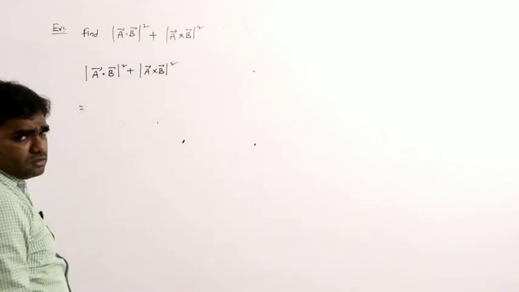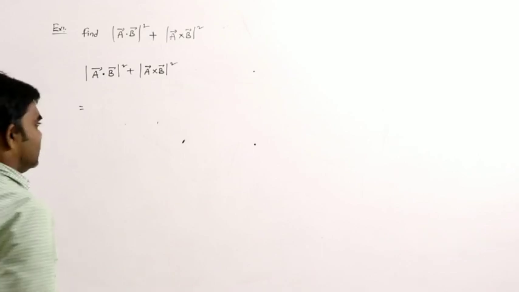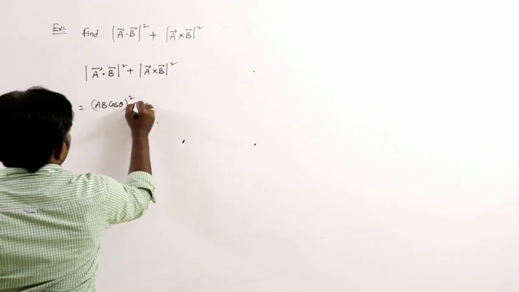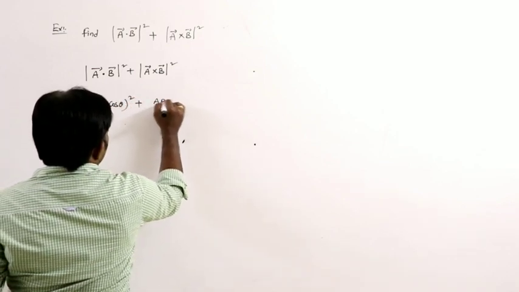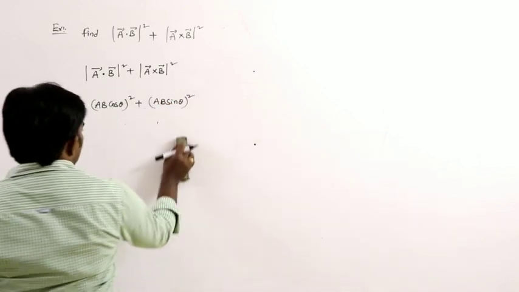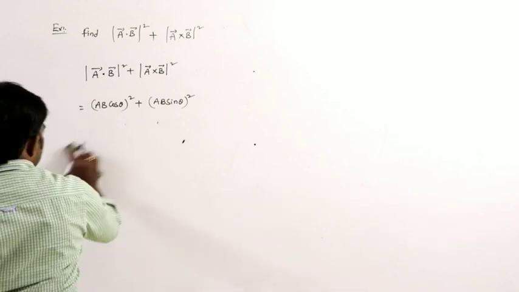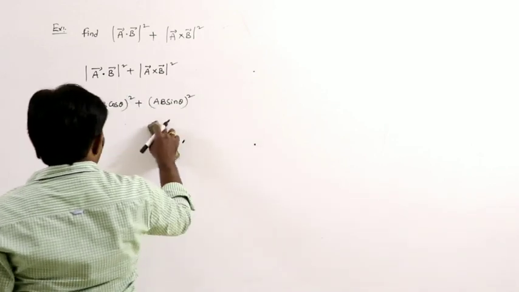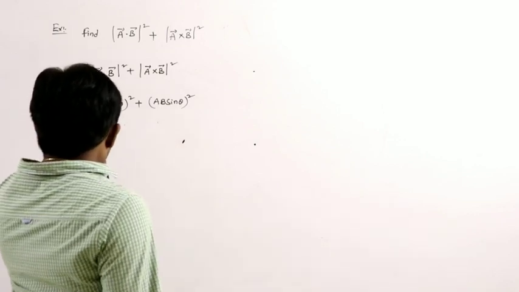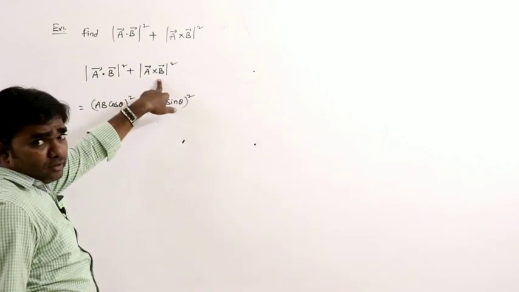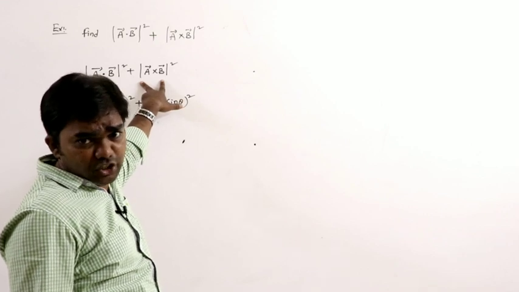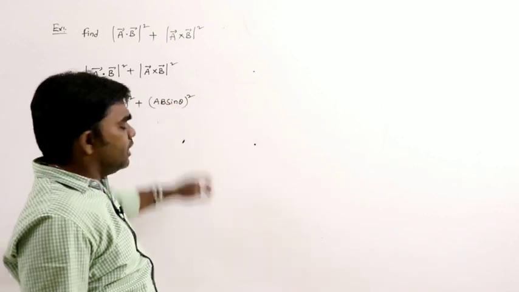A dot b can be written as AB cos theta, whole square, plus A cross B can be written as AB sin theta, whole square. A dot B is AB cos theta and A cross B is AB sin theta. Because it is modulus, there is no need to write the direction. Modulus means only magnitude. The magnitude of the cross product is only AB sin theta.